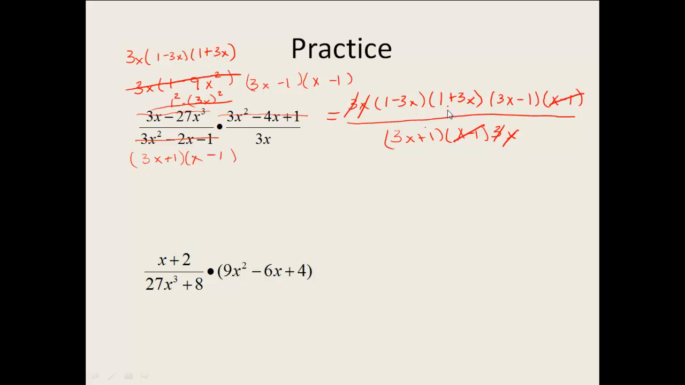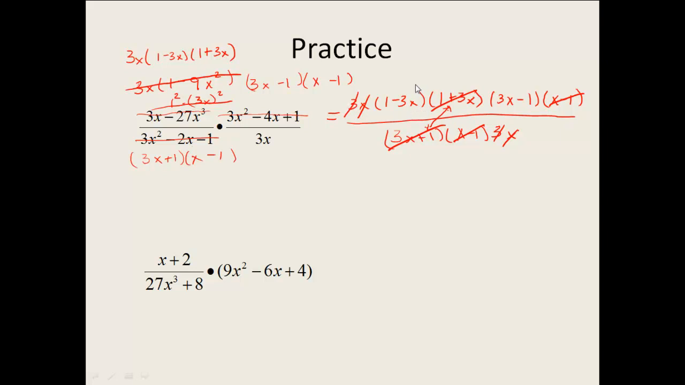Right here, these two expressions are actually the exact same thing. They're just in reverse order. And since it's a plus sign, it doesn't matter what order they're in, because 1 plus 3x is the same thing as 3x plus 1. So those two can cancel out. You have to be more careful when it's a minus sign in there, because then you have to pull out that negative 1 like we did in the previous example.